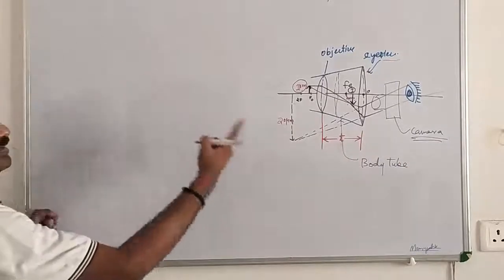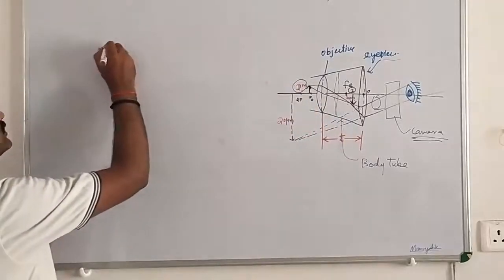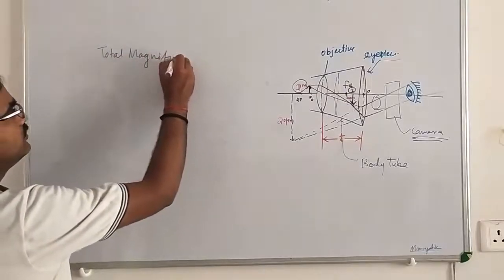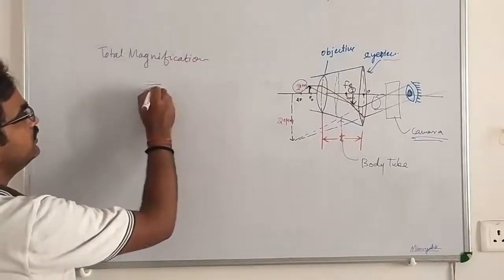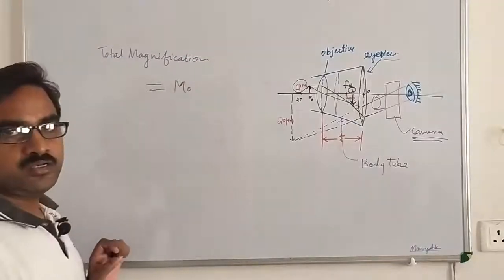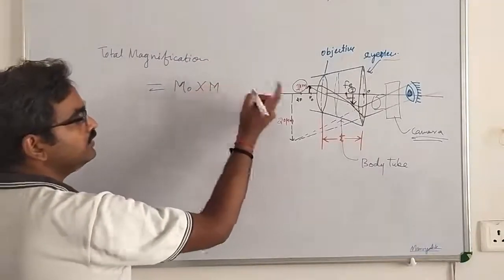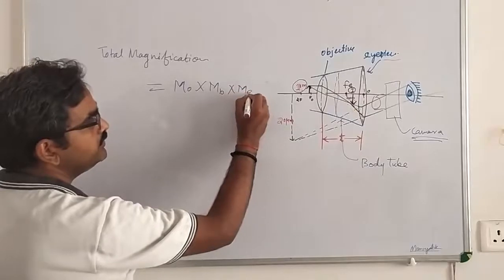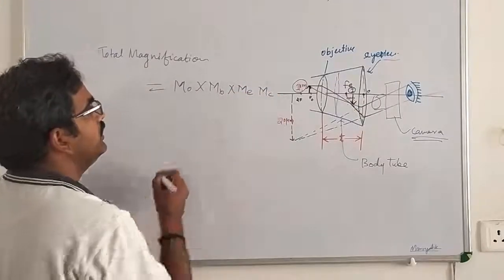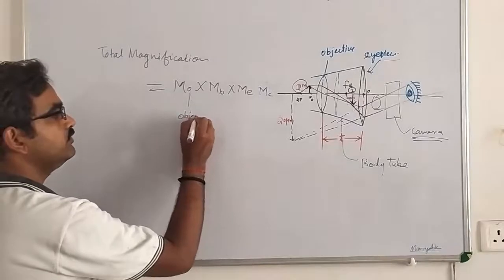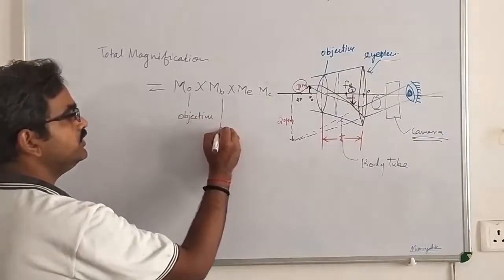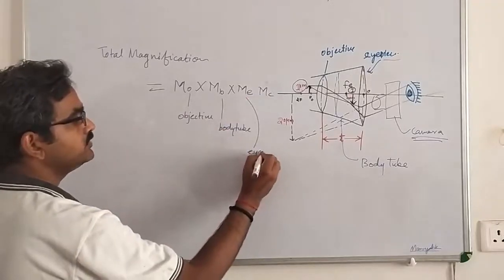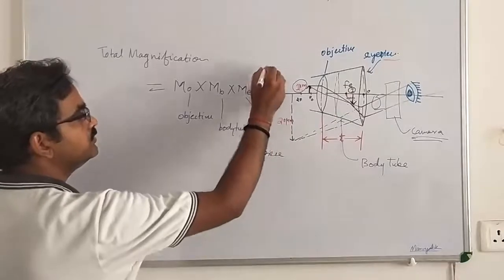So if I write the total magnification, it is magnification by objective, magnification by body tube, magnification by eyepiece, and magnification by camera. So this is by objective, this is by body tube, this is by eyepiece, and this is by camera.